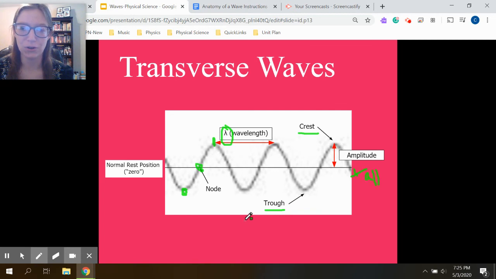Now, how do you know how big a wave is? A wave has to be one up and one down cycle. So this right here would be one wave. And then this right here would be two waves, and so on and so forth. So just one hill or one valley would be half a wave.